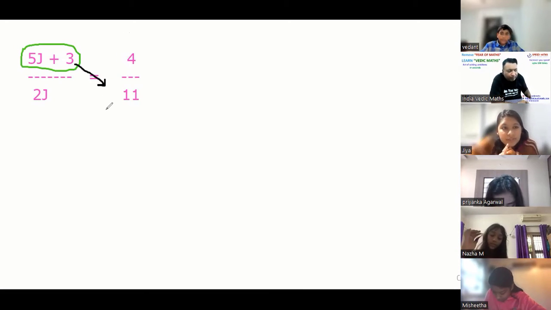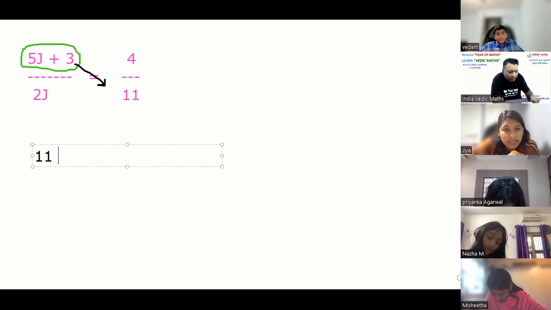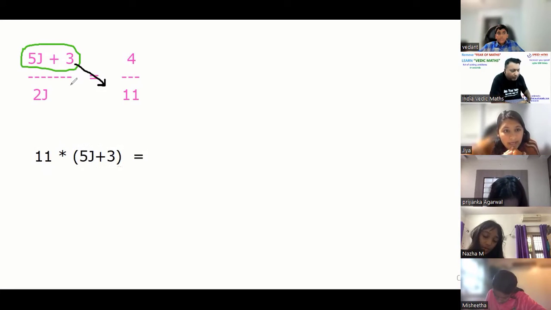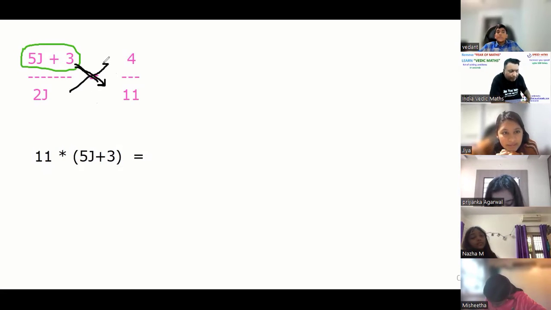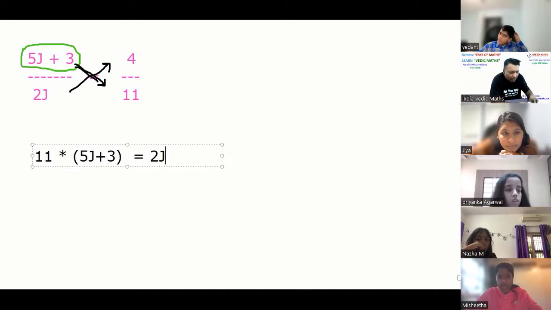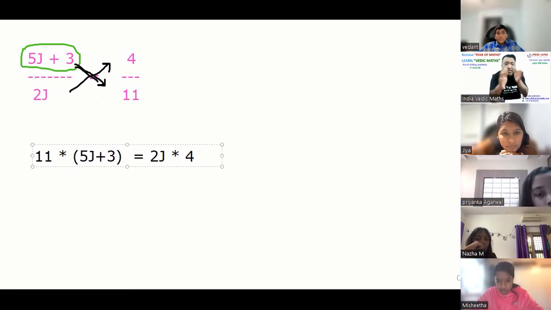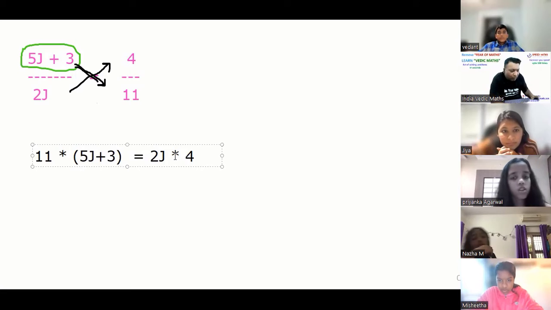Okay, so first (5j plus 3) times 11. Can I write like this or not? Yes. Correct. Now then 2j times 4. I'm only writing the equation, Jia. So guys, first we wrote just the cross multiplication equation. We have not solved it. Thank you, Jia. Next step now. How much is this?